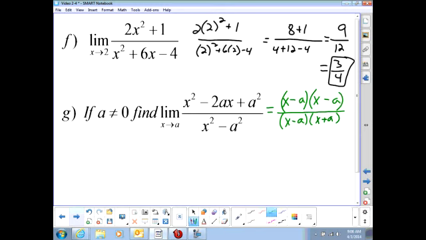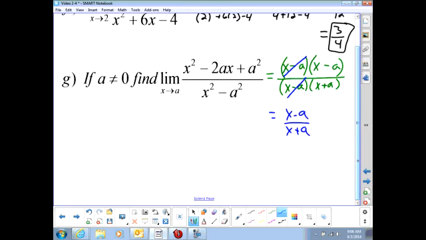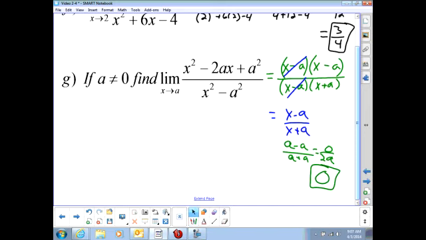Now we have something that can divide out to 1. We've got a pair of x minus a's, giving us just x minus a over x plus a. Now when we sub in a for x, it is defined in the denominator. We would have a plus a. So we can just go ahead and plug in. We'll have a minus a over a plus a. That's 0 over 2a. 0 divided by anything is just 0. So our limit for this function as x approaches a is just 0.